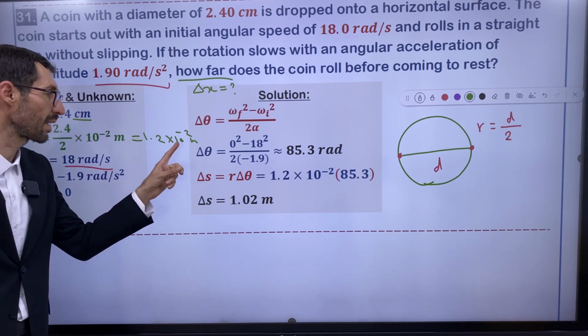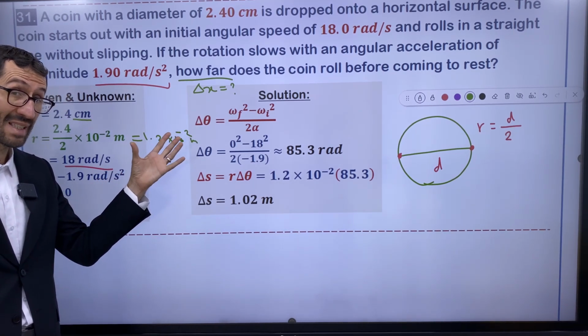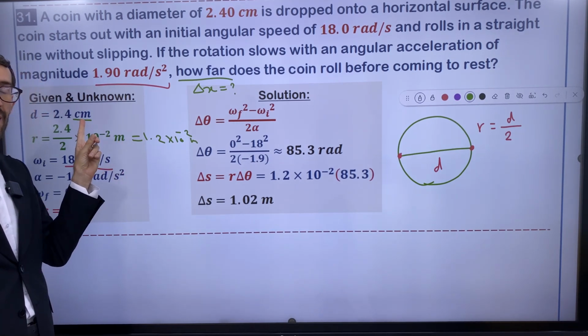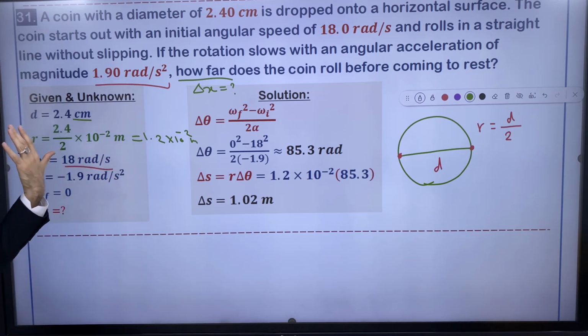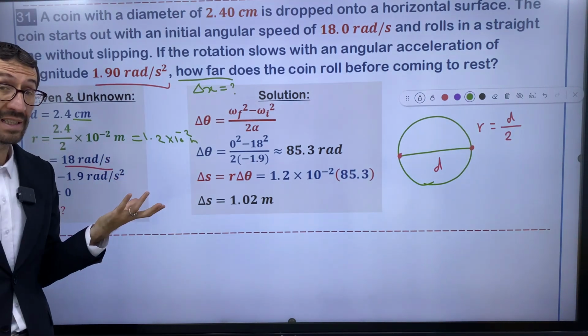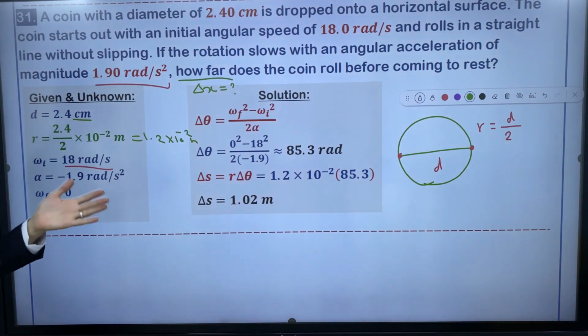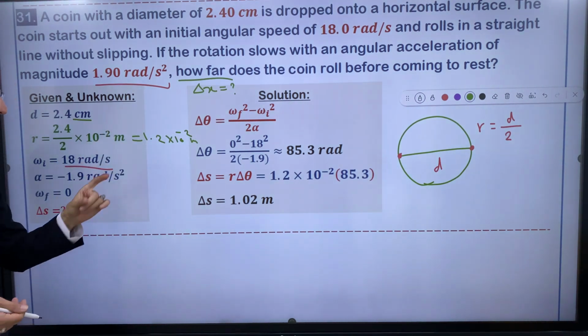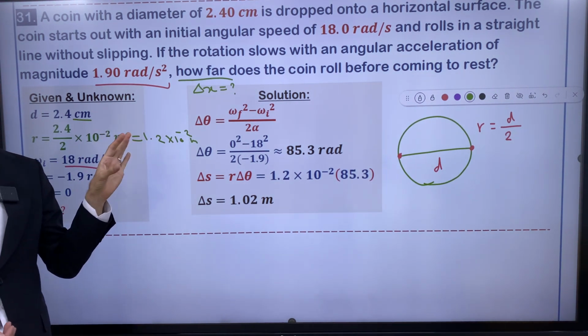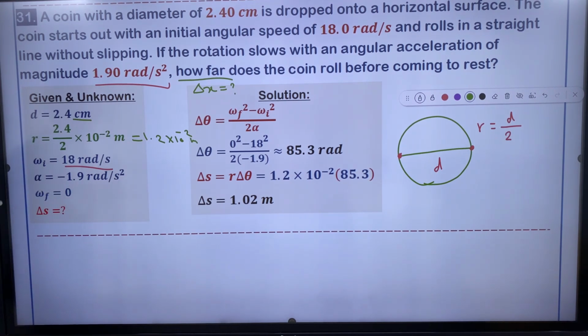Teacher, what's this exponent? Why do we use this? Because the dimension is not allowed in SI. Centimeter doesn't work in SI. You have to convert it into meter by multiplying the number by 10 to the power negative 2, or dividing by 100. So omega initial is given, alpha is present, omega f is equal to 0. We look for delta s, right?